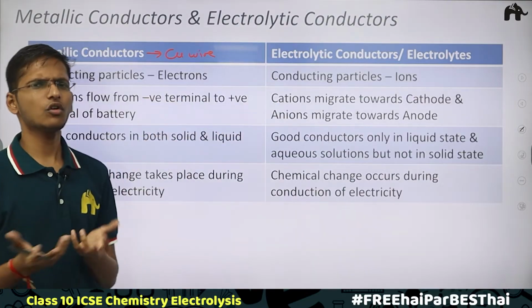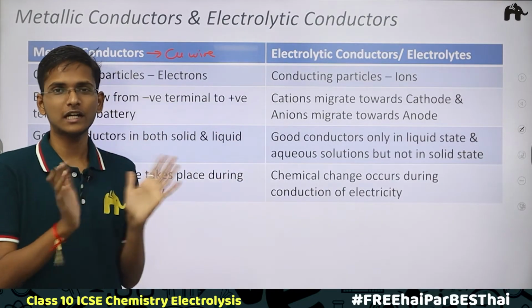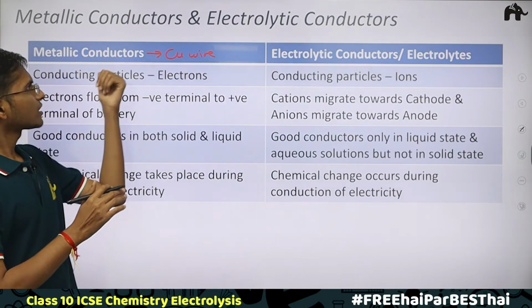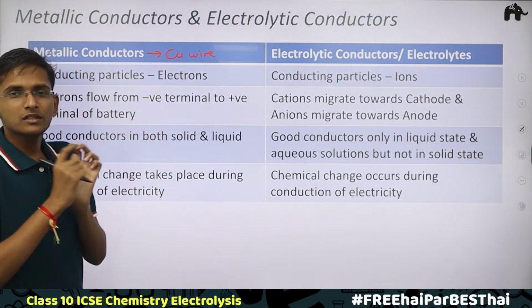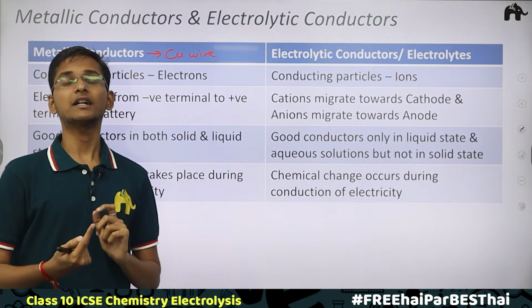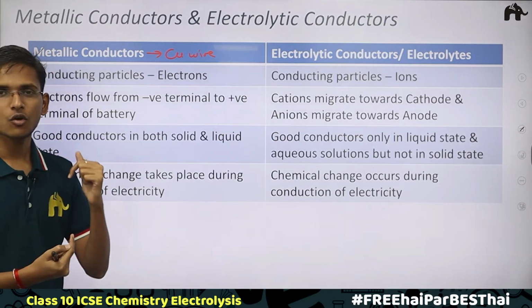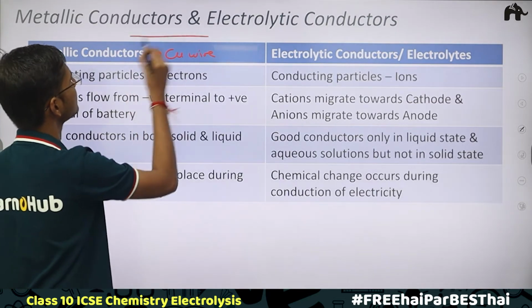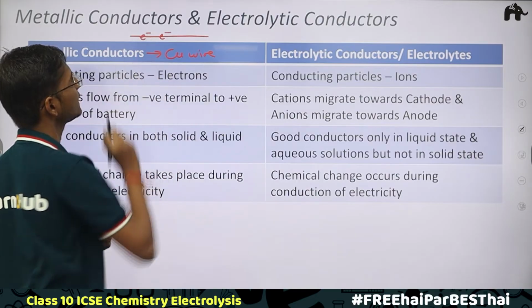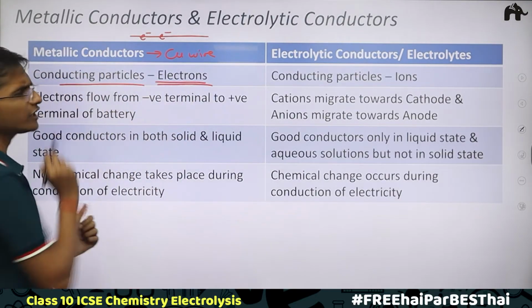Electrolytic conductors or electrolytes, now we have studied a lot about them. I know no need to tell anything about them, right? So the first point of difference between them is the conducting particles. The particles which conduct electricity in metallic conductors, we know in this wire the electricity is conducted by the flow of electrons, right? So the conducting particles are electrons here in metallic conductors.